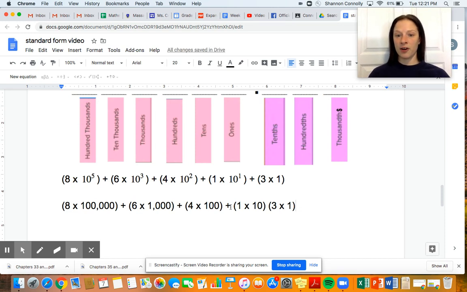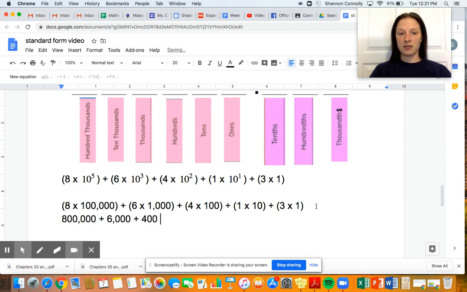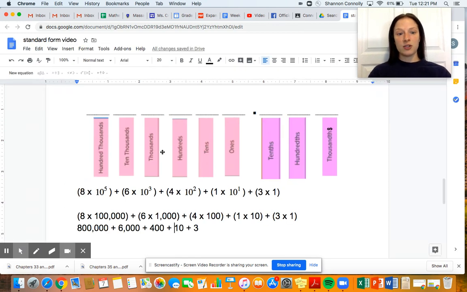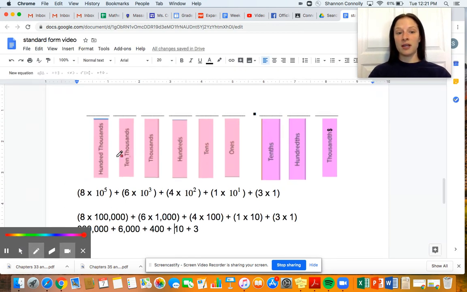Okay, so how do we figure out what that all equals? Well, we go inside each parentheses and we do the multiplication out here. So we have 800,000 plus 6,000 plus 400 plus 10 plus 3. Okay, so let's think about what's happening up here on our place value chart. Okay, so I have 800,000. So in my 100,000s place, I am going to put an 8. That digit represents that there is 8 groups of 100,000.